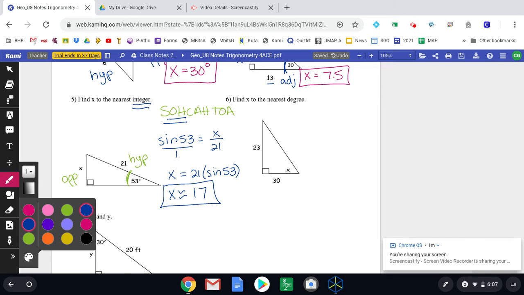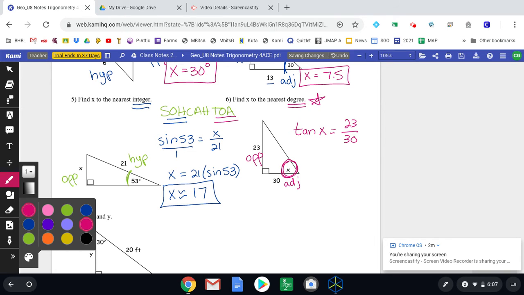All right. Now again, this one, we're going to say it's a little bit different because we're finding to the nearest degree. We're finding the angle measure. So I have my adjacent side. I have my opposite side. Adjacent and opposite is tangent. So tangent of x equals my opposite over my adjacent.